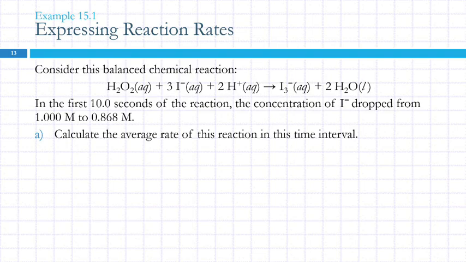Okay, let's do this problem. Consider this balanced chemical equation. We've got H2O2 reacting with I- and H+ to form I3- and H2O. And it tells us that in the first 10 seconds, the concentration of I- dropped from 1 molar to 0.868 molar, and they want us to calculate the average rate of the reaction in this time interval.